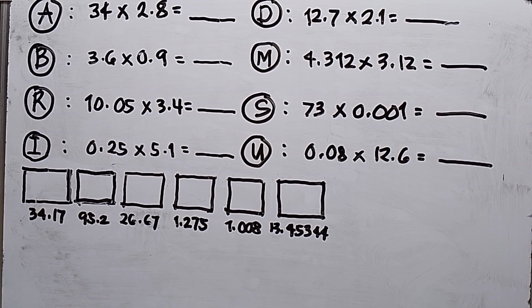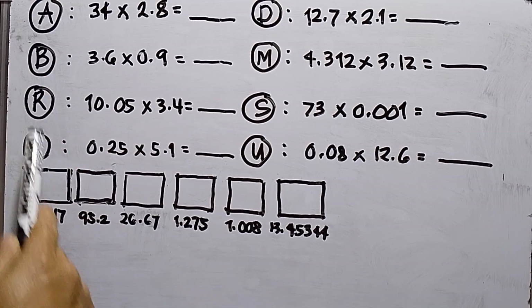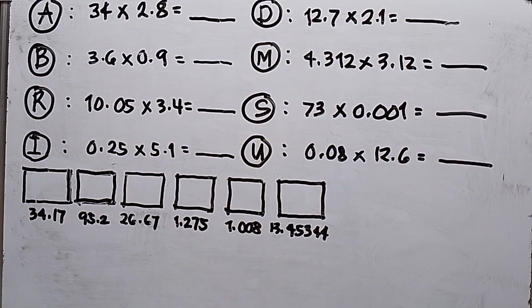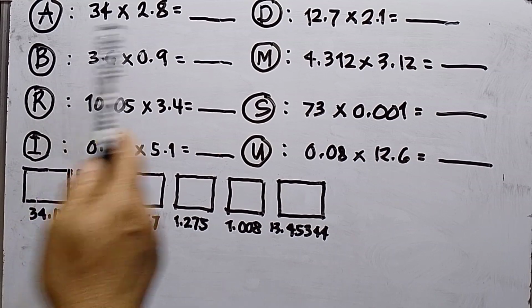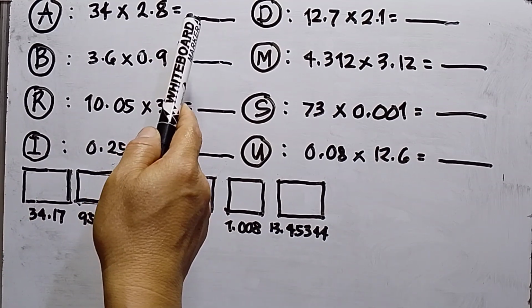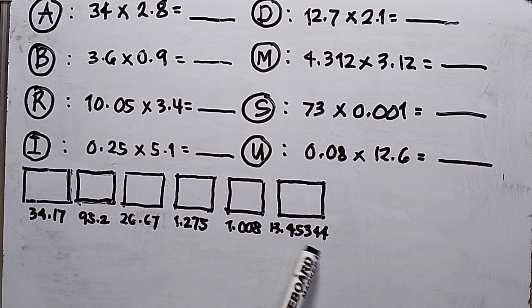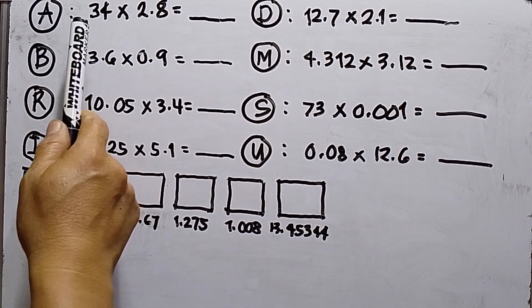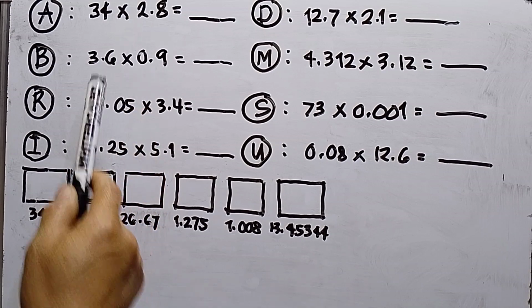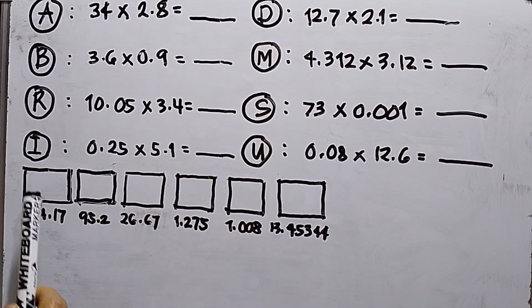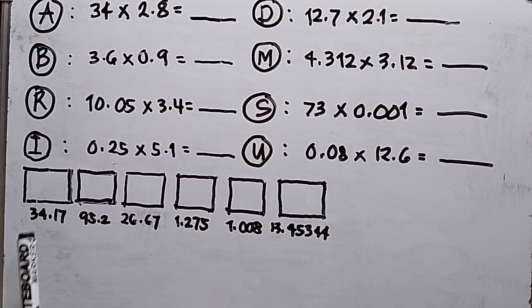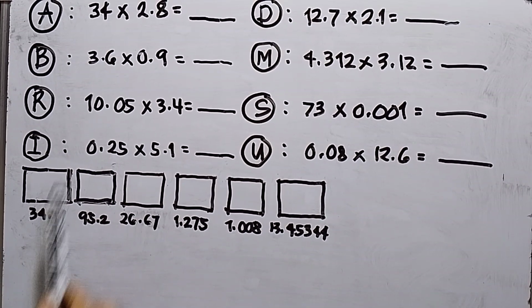So I have here the letters and the corresponding factors. All I have to do is find the product. Then I have also the corresponding products here below the boxes. So I need to solve the factors, and whatever letter comes up, I will write in here. If the product is 34.17 for letter A, I need to write letter A.